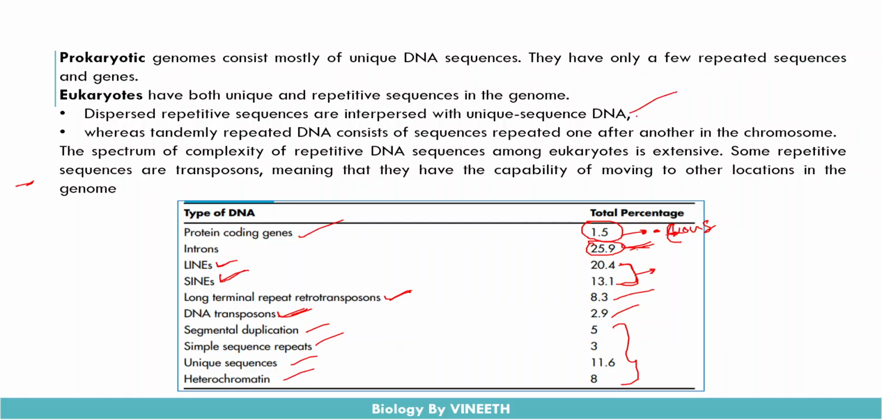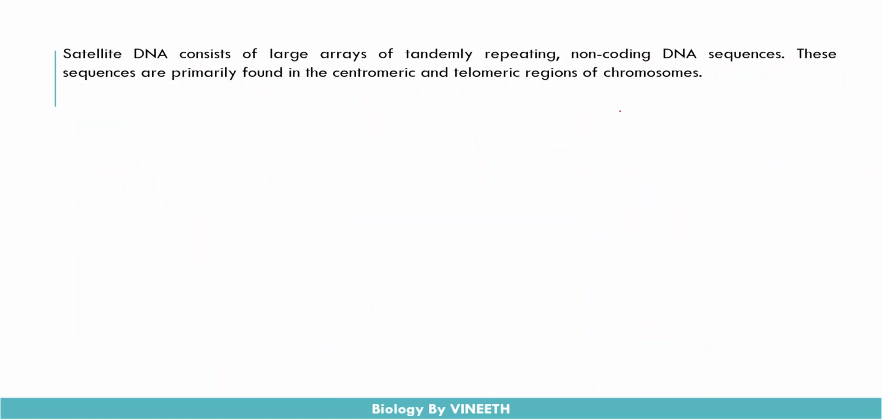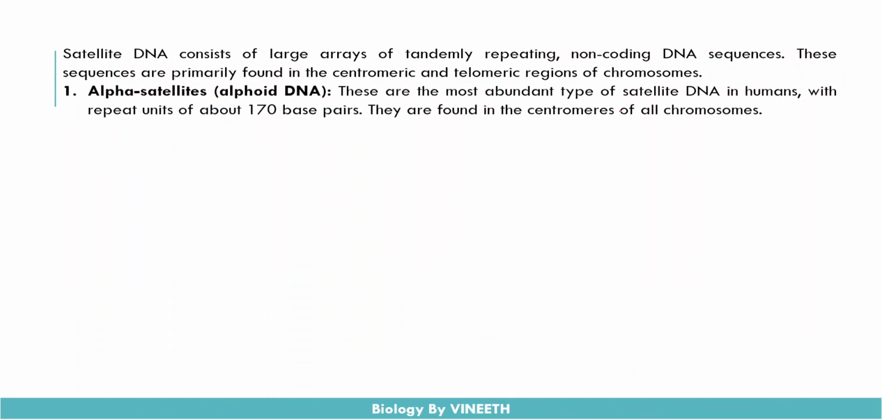Dispersed repetitive sequences are also called interspersed elements. They are dispersed throughout the chromosomes and are not present in specific parts. Then we have the tandem repeats, which are located at specific regions of the chromosomes, either the centromere region, the telomere regions, or the mid part of the chromosomes. Tandem repeats have specific regions, while interspersed repeats don't have any specific location.